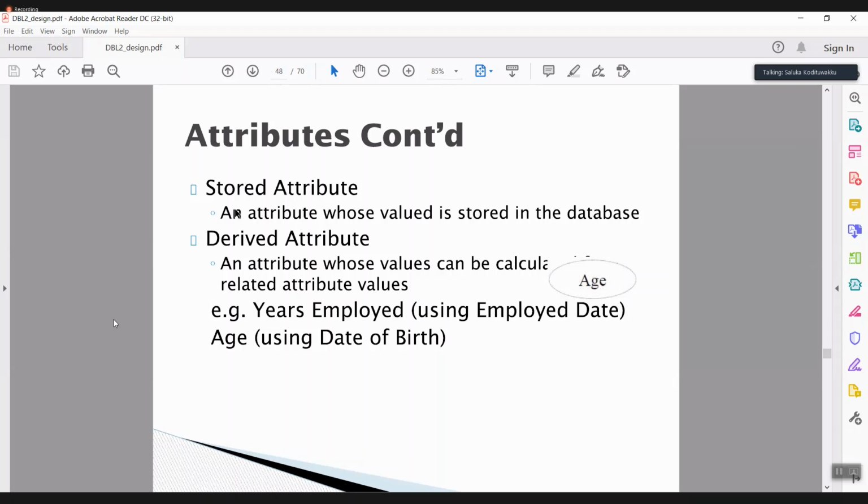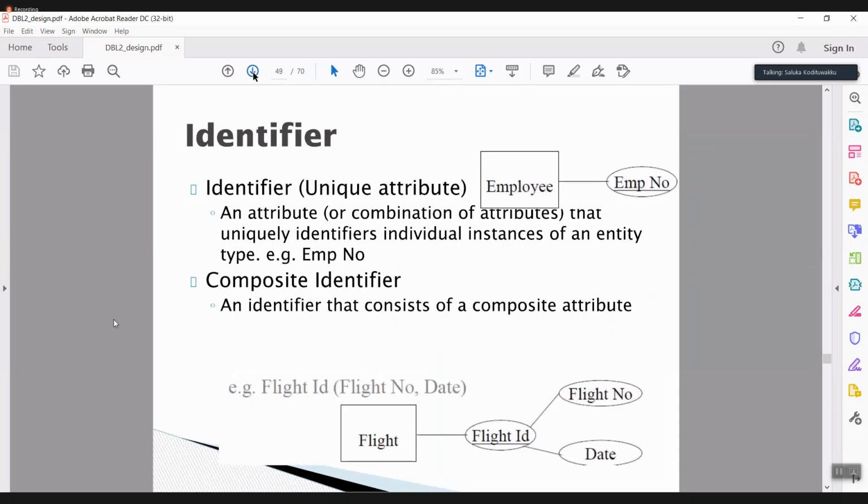For example, if the stored attribute is date of birth, we store the date of birth as an attribute associated with a particular entity, but when we retrieve the data, we don't want to retrieve the date of birth; what we really need is the age. In that case, we say that age is a derived attribute, because age is not stored, but age is derived from the stored date of birth.